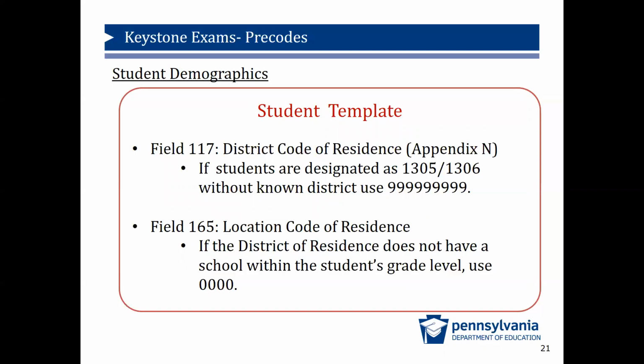Field 165, Student Code of Residence, is also utilized during attribution. Please note, in the rare instance that the district of residence does not have a school within the student's grade level, use quad 0.